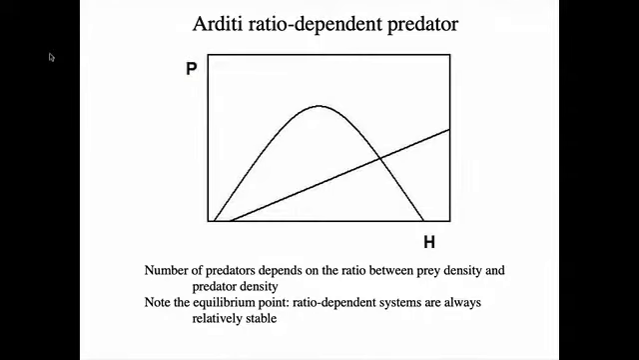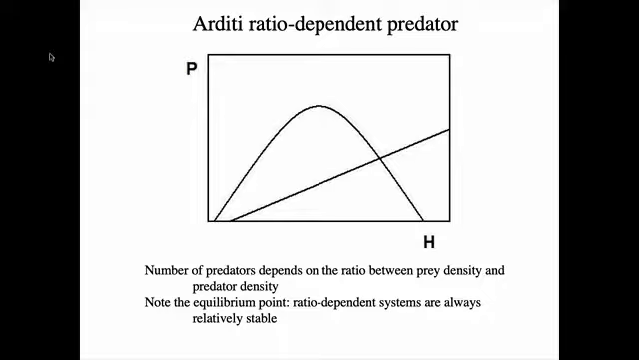So this was realized by a guy named Arditi, and so we named this after him. He's the source of your problems today. But this is what a ratio-dependent predator would look like. Here, the number of predators depends on the ratio between prey density and predator density. Okay? So for every 1 predator, you need X number of prey.